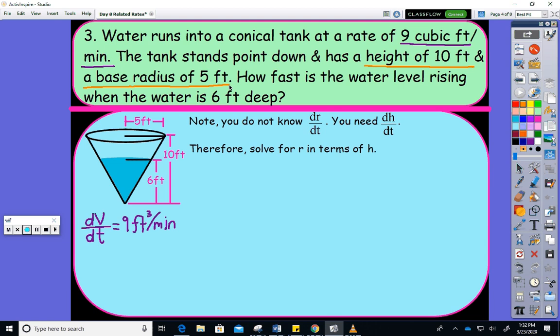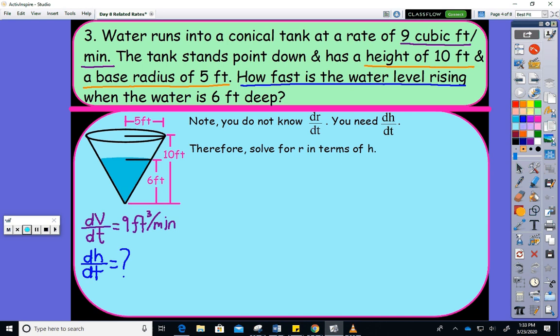How fast is the water level rising when the water is 6 feet deep? So do you see where it says, how fast is the water level rising? Now, that it's asking how fast is the height of the water rising? So the rate at which h is changing with respect to time. So that would be dh/dt, and that's the big question in the problem. So now I know I basically need an equation that has something to do with volume and height, okay?